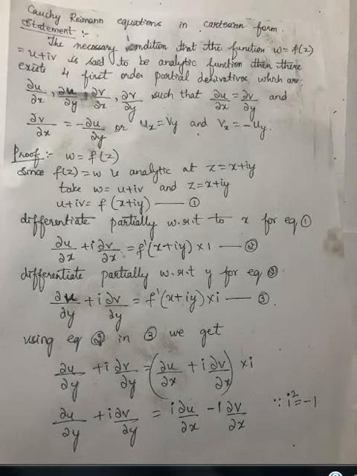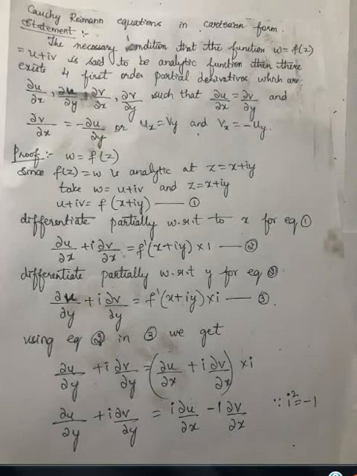This is the statement. So basically, for a function to be analytic, these first order partial derivatives must exist, then only we call it an analytic function, and they give one more condition as well: ∂u/∂x equal to ∂v/∂y and ∂v/∂x equal to minus ∂u/∂y. Proof.